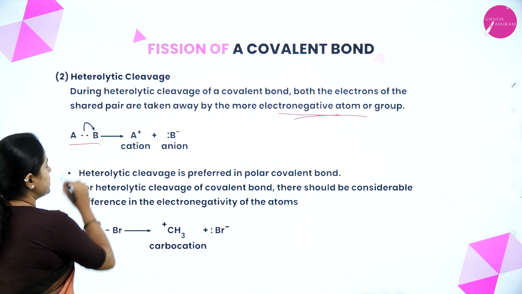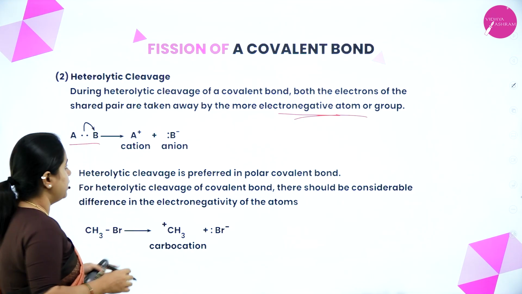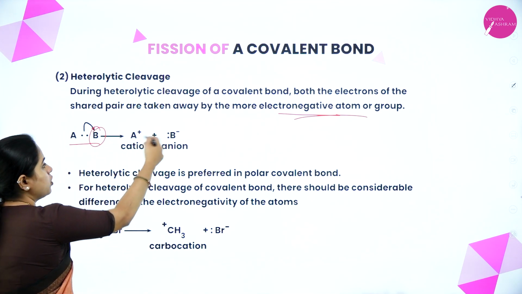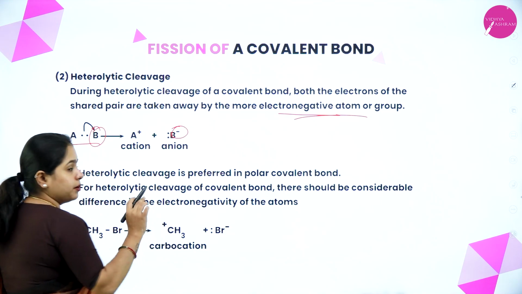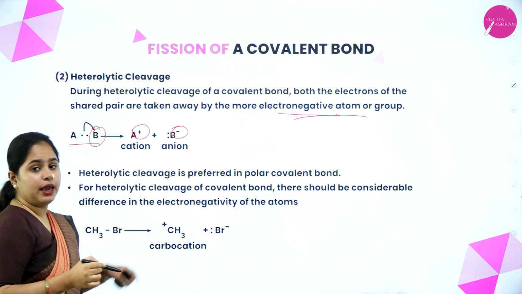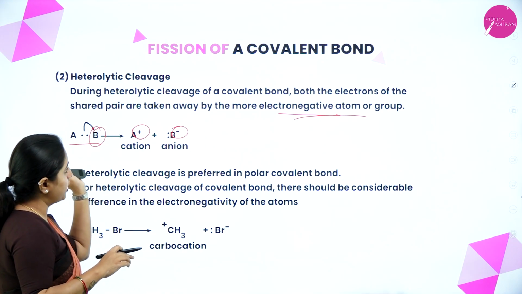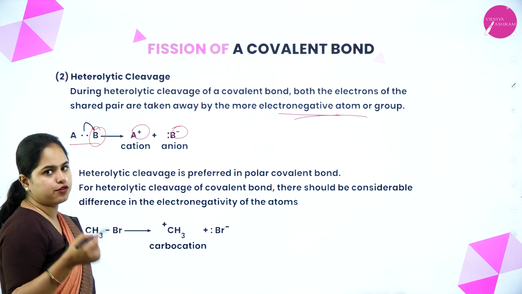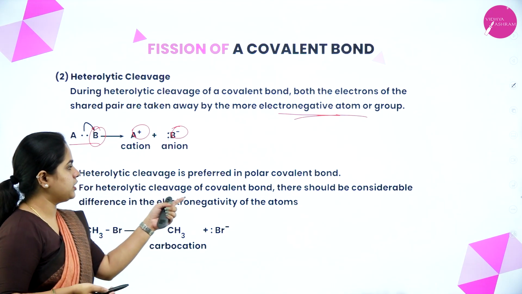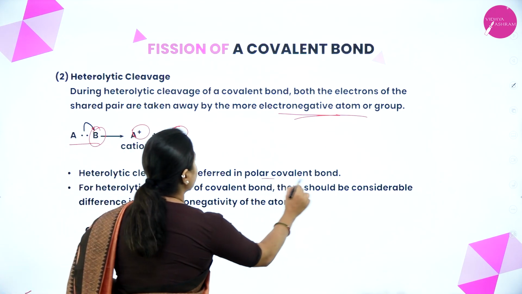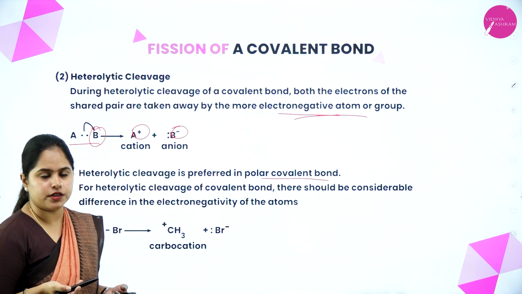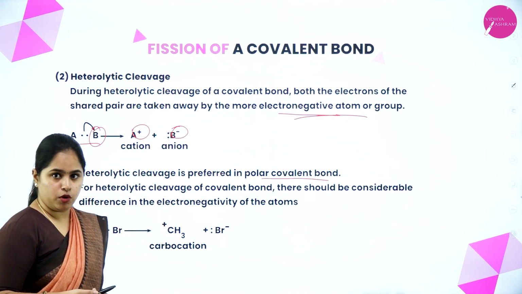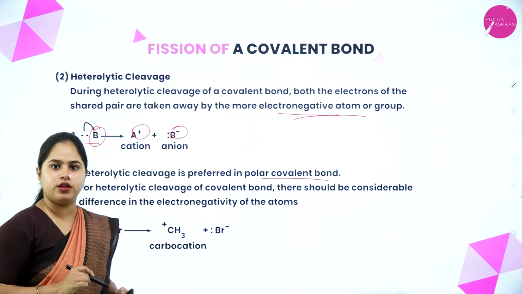As you can see in this example, there is an atom A and atom B which are sharing these 2 electrons. Now B is the more electronegative atom. So what happens? B will take these 2 electrons, so it gets a negative charge and becomes an anion, and A becomes a cation. The shared pair of electrons is completely taken by B, and A is left with a positive charge, right? Heterolytic cleavage is preferred in a polar covalent bond. Why? Polar covalent bond means there is an electronegativity difference, right? So in such cases you can observe heterolytic cleavage. Now for heterolytic cleavage of a covalent bond, there should be a considerable difference in electronegativity of the atoms.